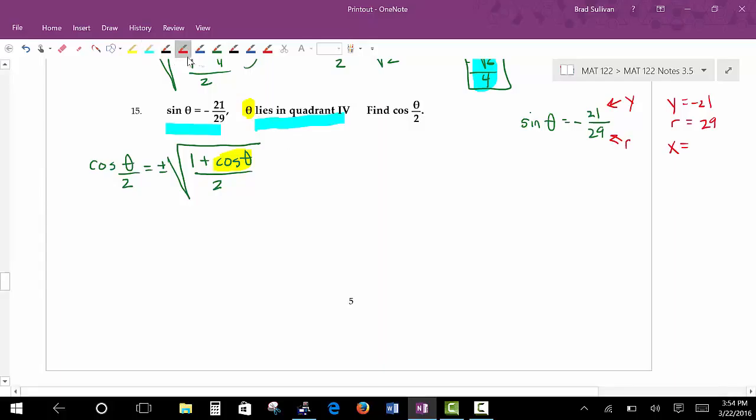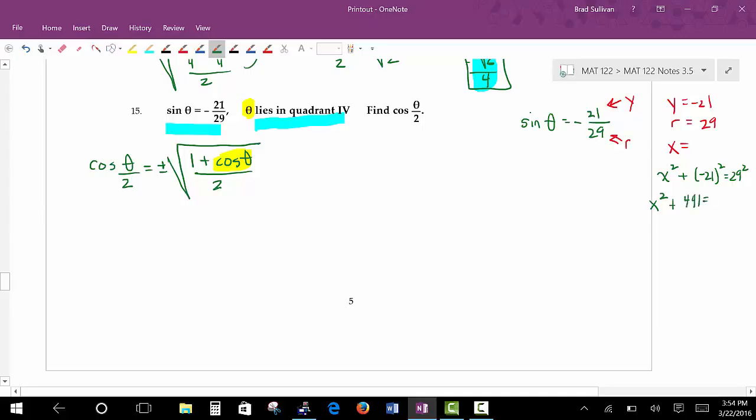Okay, so we need to apply the Pythagorean Theorem to do that then. So we're going to have x squared plus y squared equals r squared. So I'll do it like that. So I'm going to have x squared plus y squared, which is negative 21 squared, equals r squared, which is 29 squared. Use the calculator a little bit. So let's see, 21 squared is 441.